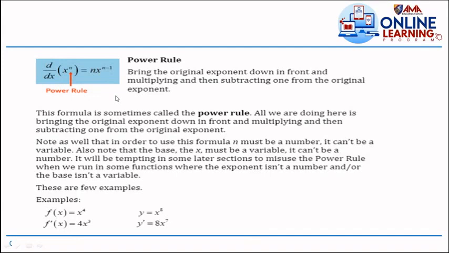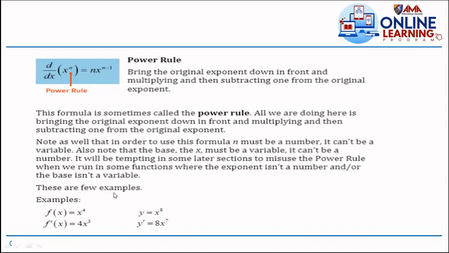Okay? So this formula is sometimes called the power rule. All we are doing here is bringing the original exponent down in front and multiplying, and then subtracting 1 from the original exponent. Note as well that in order to use this formula, n must be a number. It can't be a variable. Also, note that the base, the x, must be a variable. It can't be a number. It will be tempting in some later sections to use the power rule when we run into some functions where the exponent is not a number or the base is not a variable.